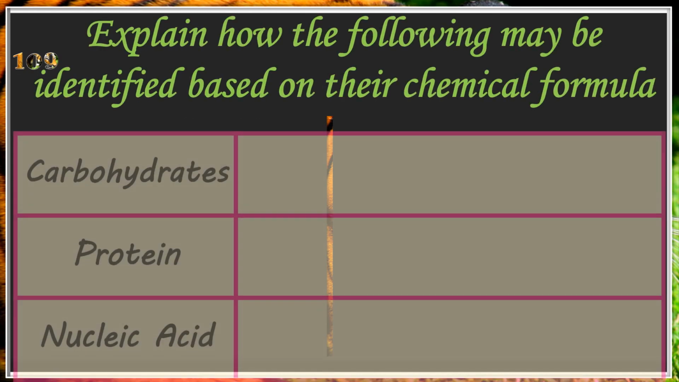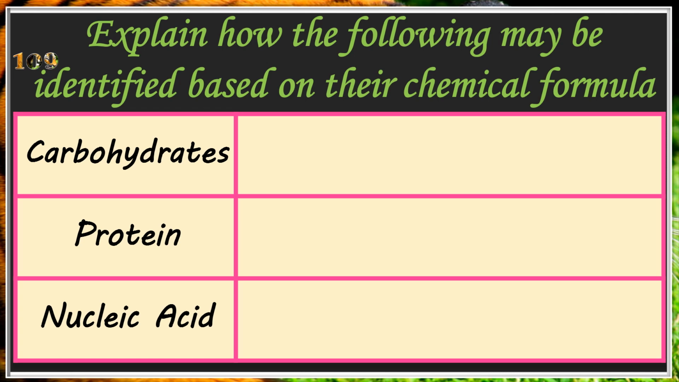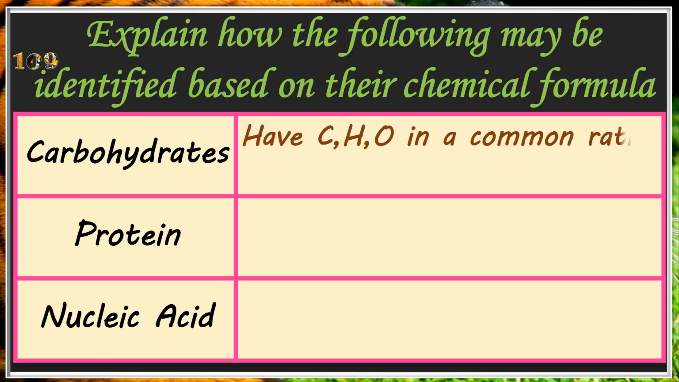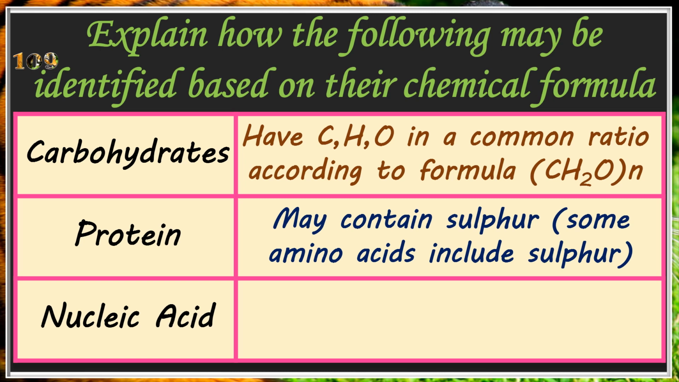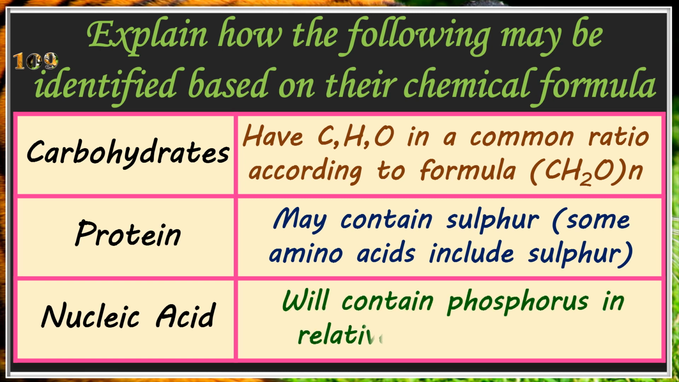Explain how the following may be identified based on their chemical formula: the carbohydrates, the proteins, and nucleic acid. Carbohydrates have carbon, hydrogen, and oxygen in a common ratio according to the formula (CH2O)n. Whereas the proteins may contain sulfur. Some amino acids include sulfur. Nucleic acid will contain phosphorus in relatively large amounts.